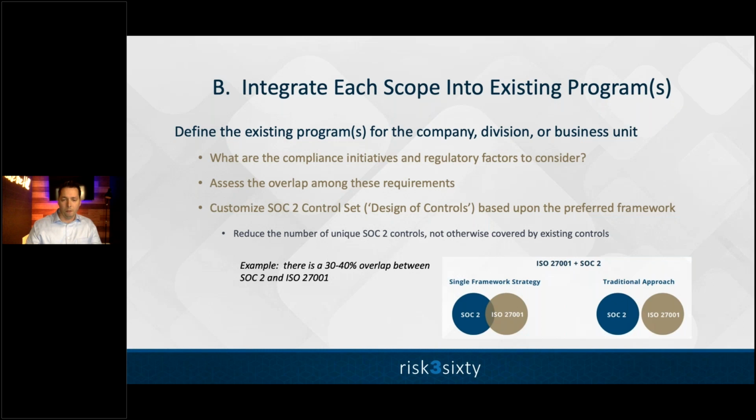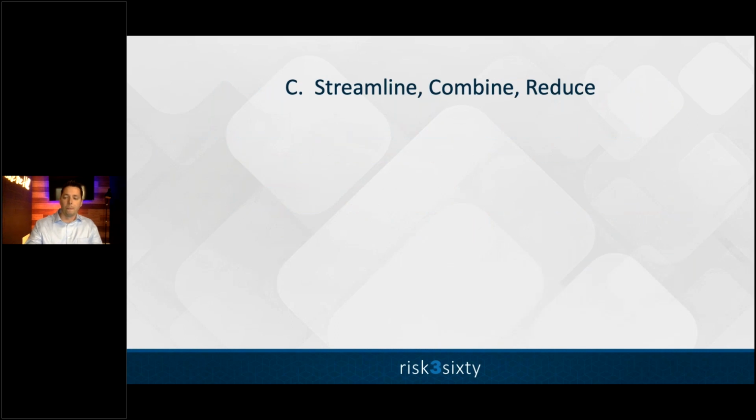Let me just stay here for a second. What we'll see a little bit later on is this does trickle down and translate into not only a reduced number of controls to which you would then assign control owners, but also a lot of reduction in the evidence that must be provided. And so we'll talk about this in the next slide about streamlining, combining, and reducing.